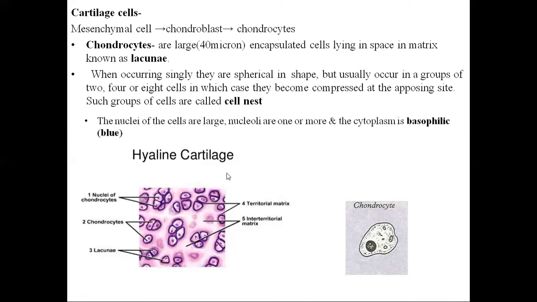When occurring singly, they are almost round in shape. As you can see here, when they are single, they are spherical in shape. But when they are together, the opposing sides are compressed like this. So they can be seen in groups of 2, 4, 8 cells, and these groups are called cell nests. Here 1, 2, 3, 4, 5, 6 cells can be seen together. Here 2 cells can be seen together, and they are called a cell nest. Cell nest is a feature of hyaline cartilage.